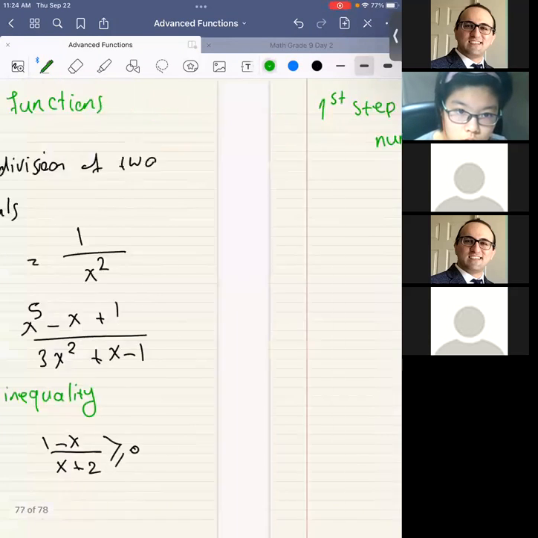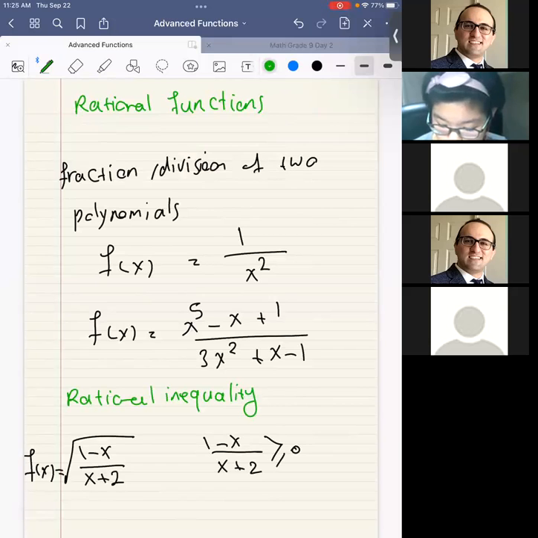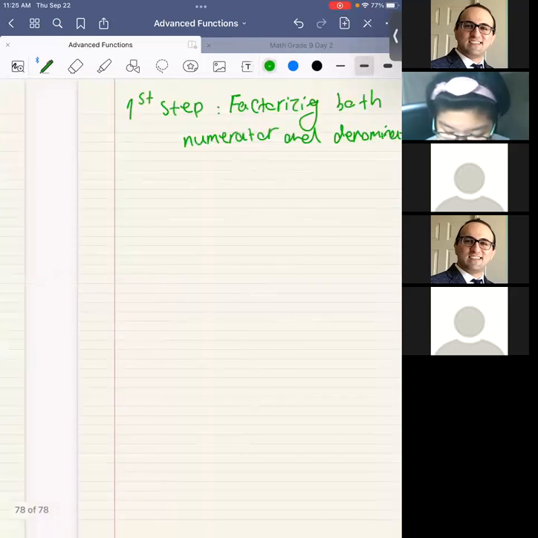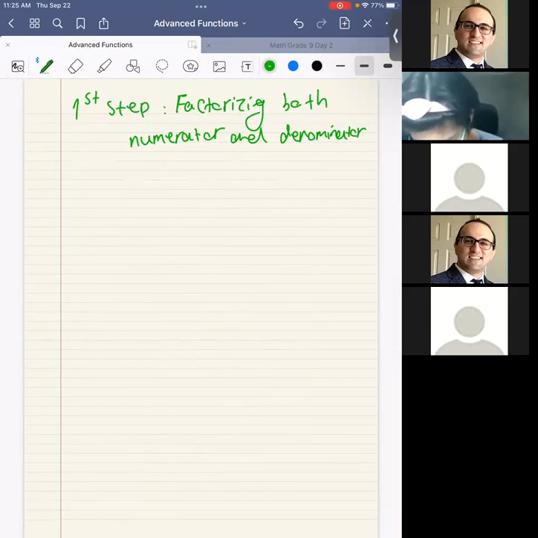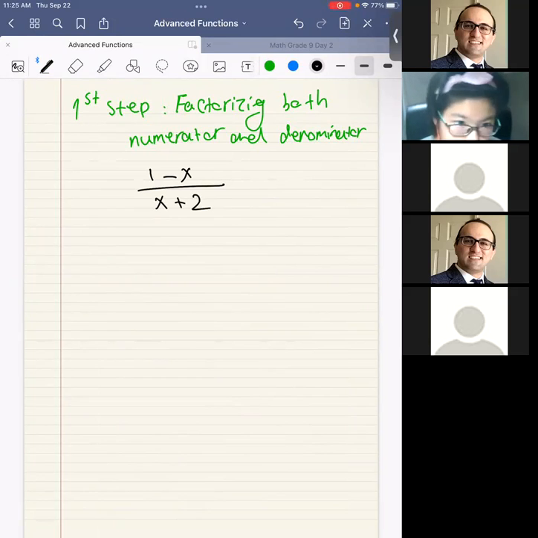But the good thing about this function is that it's already factorized, because on top you only have one term, 1 minus x, with a linear first order term. At the bottom also you have a first order term. So it's already factorized. Then, 1 minus x over x plus 2. I think f's restriction is from -2 to 1. Yeah, that's right.